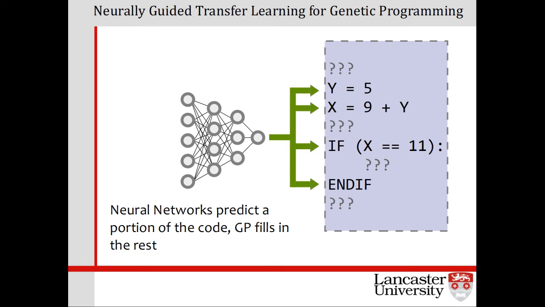In this work, we present a system of transfer learning for genetic programming, which uses a set of deep learning neural networks to predict portions of the code. We then use a standard genetic programming algorithm to complete the rest of the program. The code fragments deployed by the neural network are extracted from programs previously generated by the GP algorithm, allowing transfer learning.